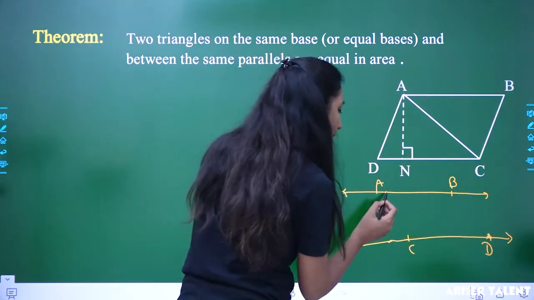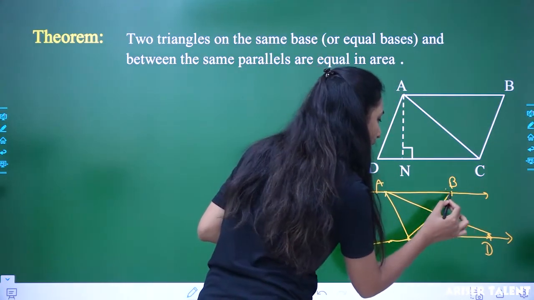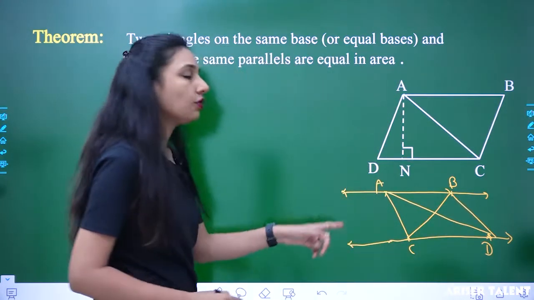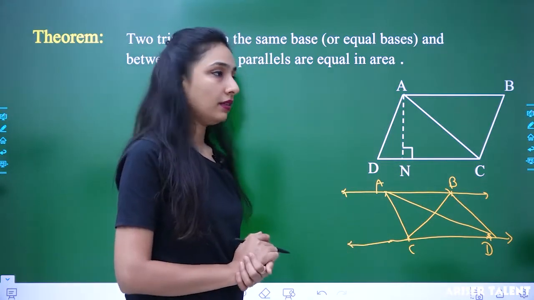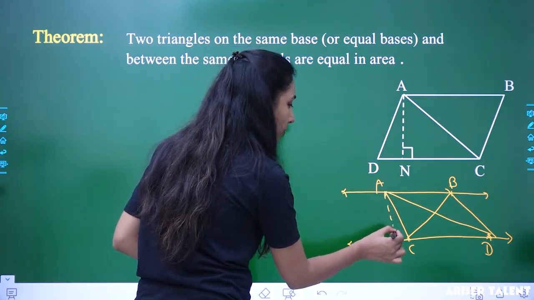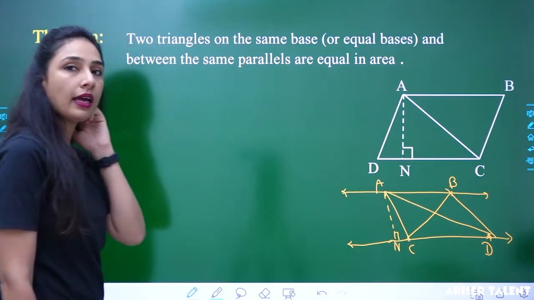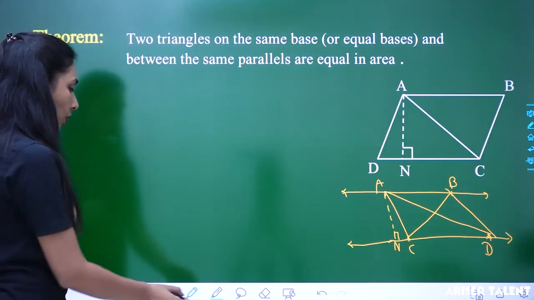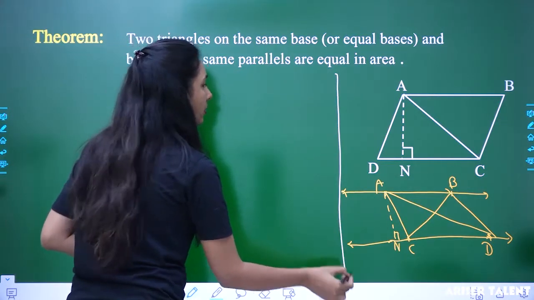So we have a triangle here and a triangle here. Now these two triangles are between the same base and the same parallels. So in this case also we will draw a perpendicular here and end it with this point N. Now what is next? The proof.